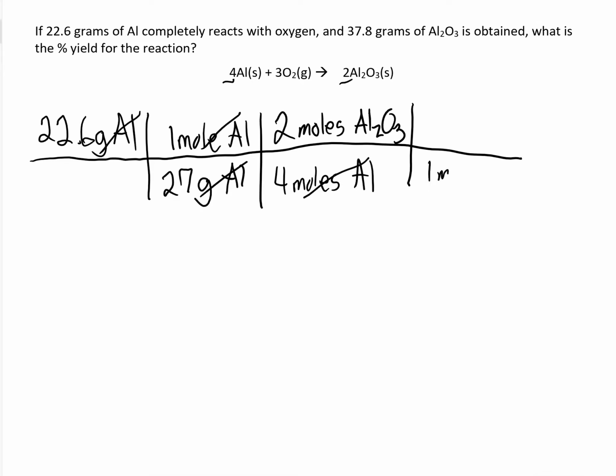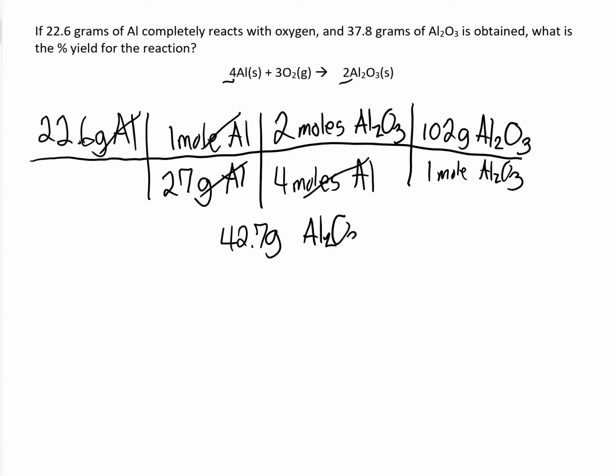Next, we can go through and use the molar mass of aluminum oxide. That is, we know 1 mole of Al2O3 has a mass of about 102 grams. And that's the mass of 2 aluminums and 3 oxygens. Going through and calculating that, I get a theoretical mass of 42.7 grams of Al2O3. That's what I should have gotten. This is my theoretical.